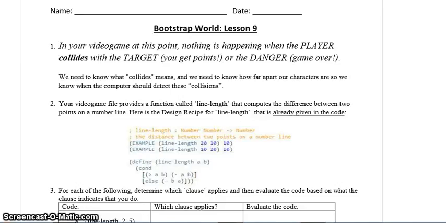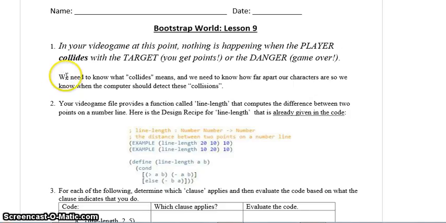In this video, we'll be taking a look at the Lesson 9 packet for our coding unit. So to begin, it says, in your video game at this point, nothing is happening when the player collides with the target, which is where you should get points, or when the player collides with the danger, which is where there should be a game over or lose points.